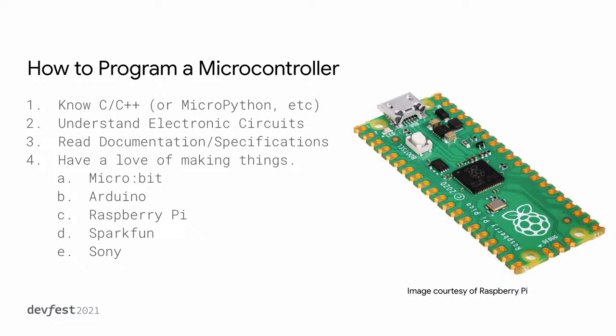Now, because microcontrollers control other electronics and they themselves can be controlled by other electronics in terms of the inputs, you need to understand some electronic circuits. Now, it goes without saying that if you work with code and computers, you should be fine with reading documentation. Microcontrollers tend to come with extensive documentation, so you need to get comfortable with reading documentation as well as with the specifications for the microcontroller boards that you'll be working with. Finally, you need to have a love of making things.